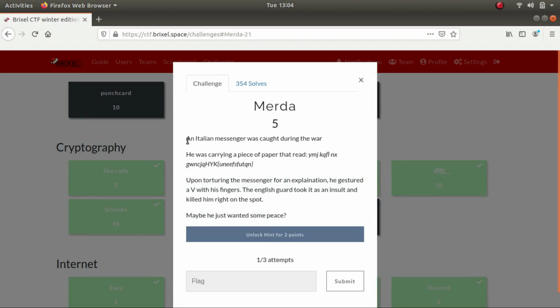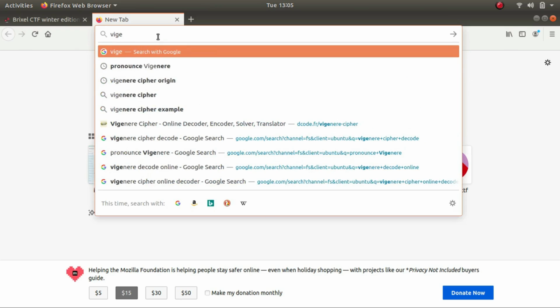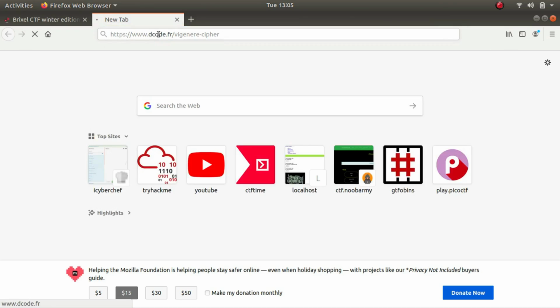Again, it says that an Italian messenger was caught during the war. He was carrying a piece of paper that read this message. Upon torturing the messenger for an explanation, he gestured a V with his fingers. The V here probably means that it was a Vigenere cipher. But since here we have not been provided with the key, we can brute force the key. There's actually a site that lets you brute force Vigenere ciphers. Let's use that. It's called decode.fr.